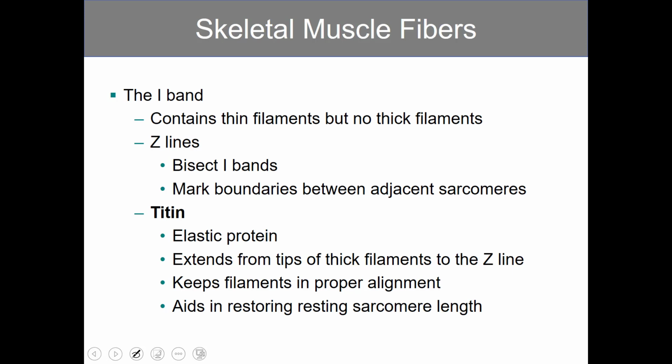And another molecule called titin, which has an elastic property, is a protein that extends from the tips of the thick filaments to the Z lines, and they're going to help keep the filaments in alignment with one another, and they help restore the resting sarcomere length after a contractile state.